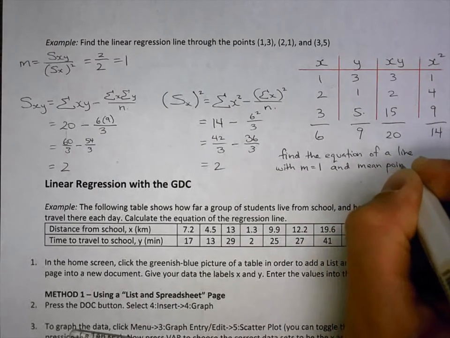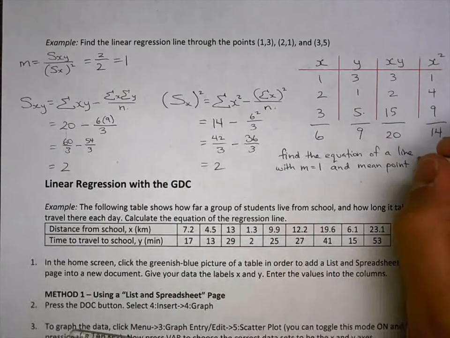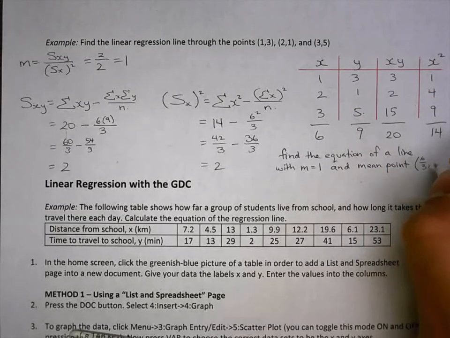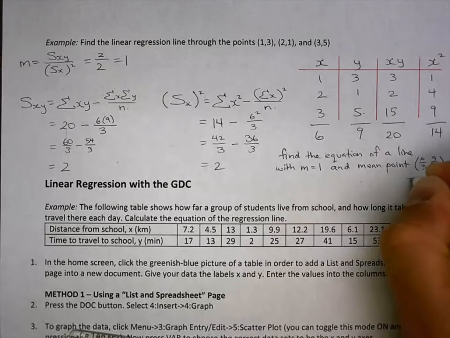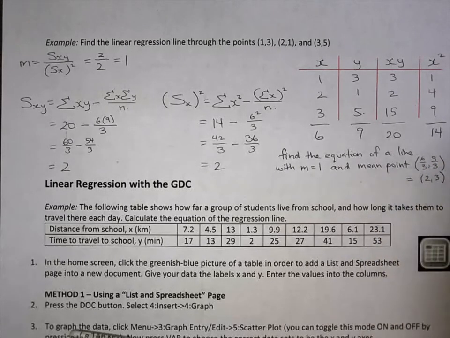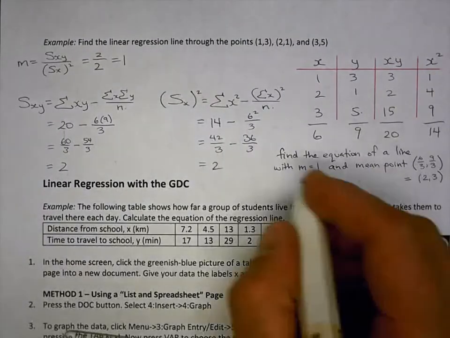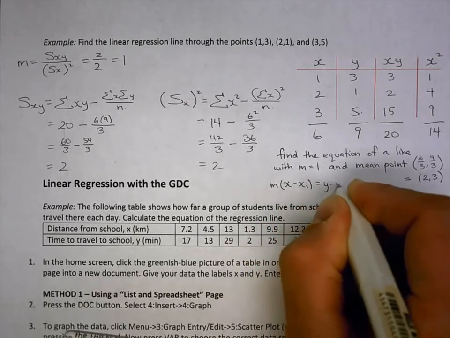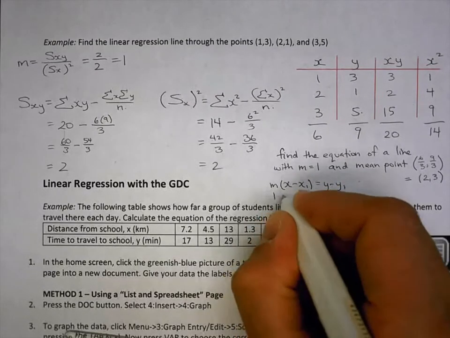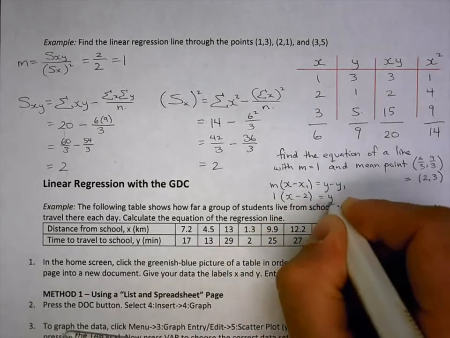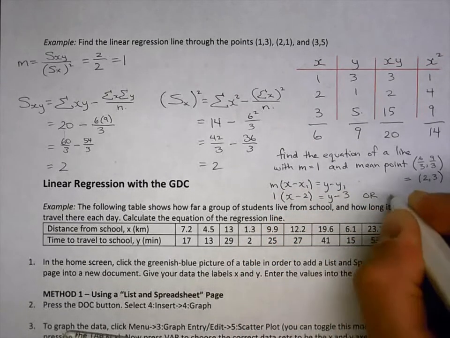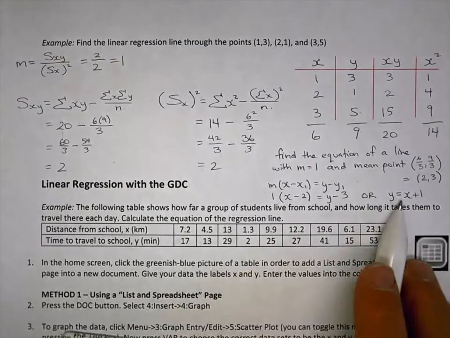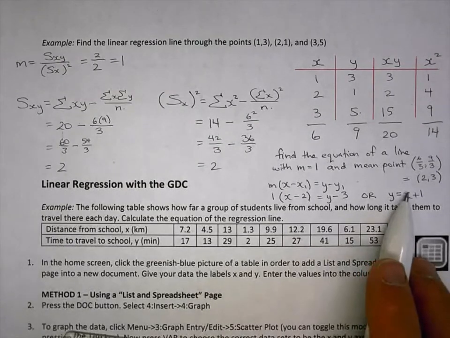I'm going to use the mean point as my second point. So remember, the mean point is add up all the x's, divide by the total. So it's 6 over 3 comma 9 over 3, which is 2 comma 3. So therefore the equation of the line, if I use that short form for the regression line, it's 1 times x minus 2 equals y minus 3, or if I rewrite it in y equals mx plus b form, it's y equals x plus 1. There is the best regression line, the correct regression line that minimizes the residuals.